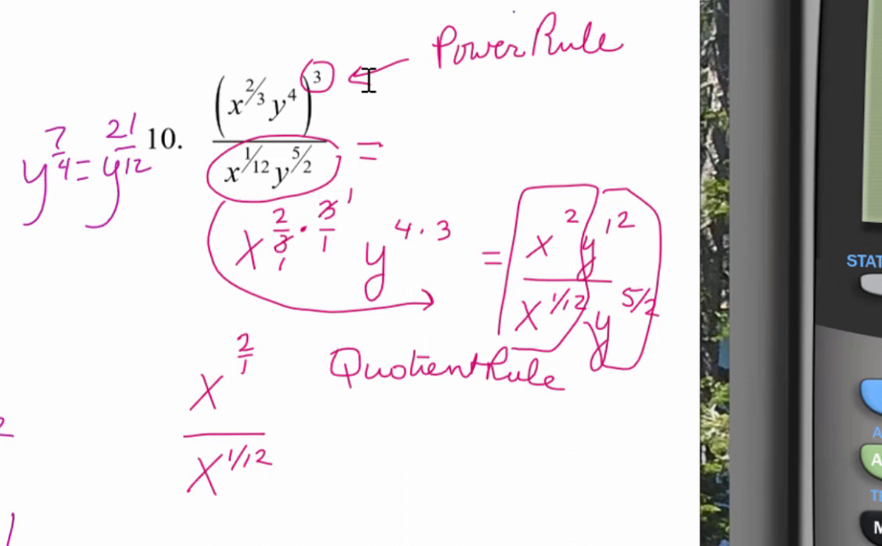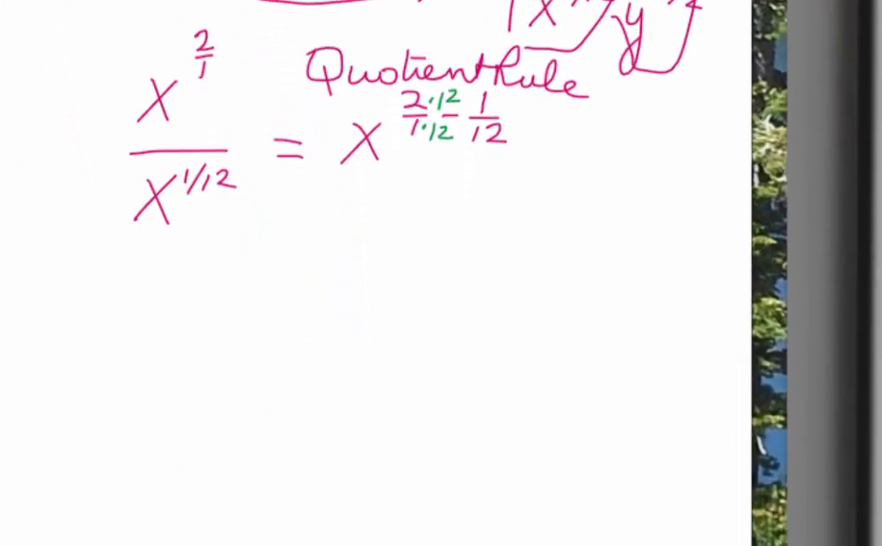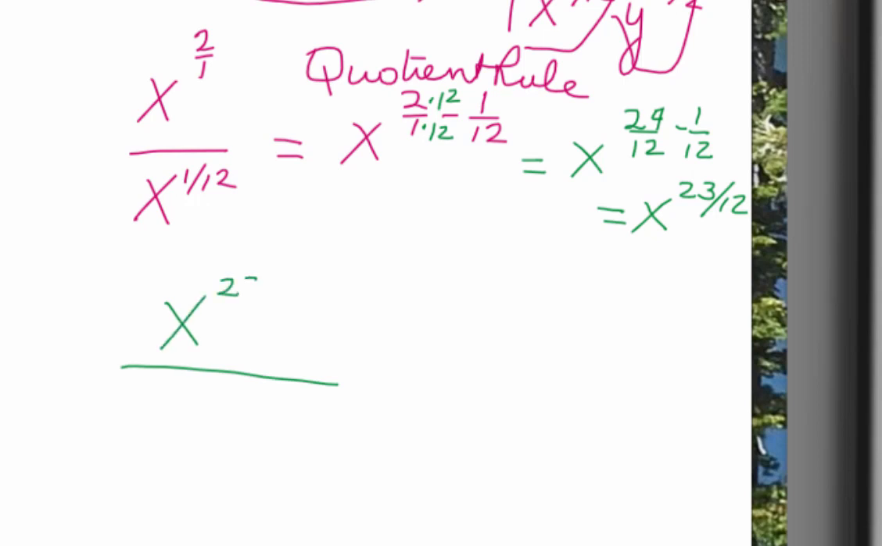So we're going to subtract this 1/12 from the x squared. So we have x to the 2 over 1 minus 1/12. And as you know, we need a common denominator, which will be 12. So I'm going to show you with a new color. We're going to do times 12 and times 12 here. And so that's going to give us x to the 24/12ths minus 1/12, which is x to the 23/12ths. In the numerator, we now have x to the 23/12ths. Those are my x's.